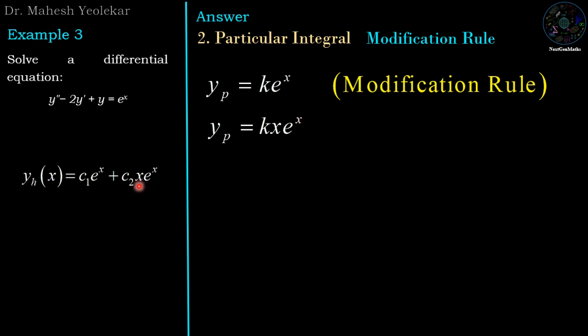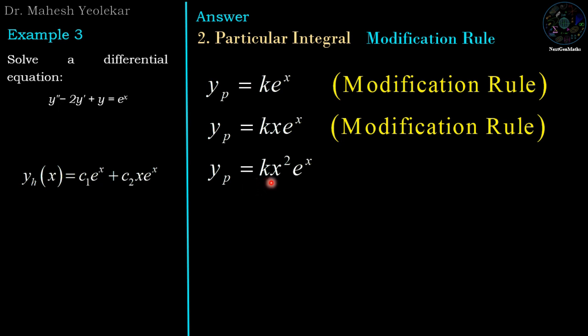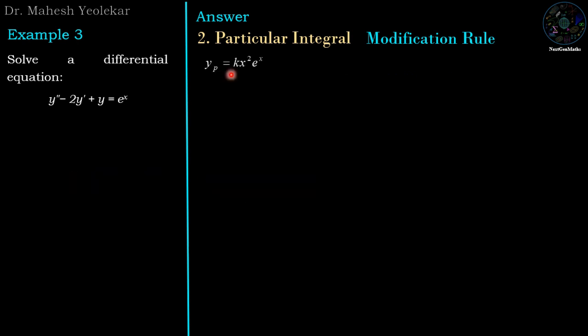But if you observe, x e power x is also a part of the complementary function, so we have to modify this yp further. After modification, yp equal to k x square e power x, and x square e power x is not a part of the complementary function. So this is our final assumption: yp equal to k x square e power x, where k is the undetermined coefficient. We want to find the value of k, and for that we require the derivatives of yp.